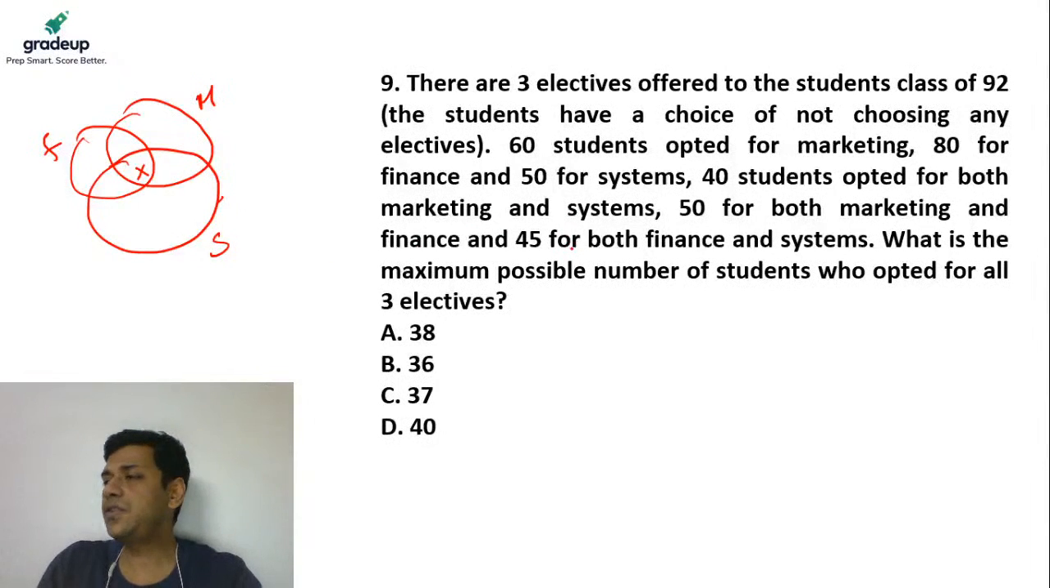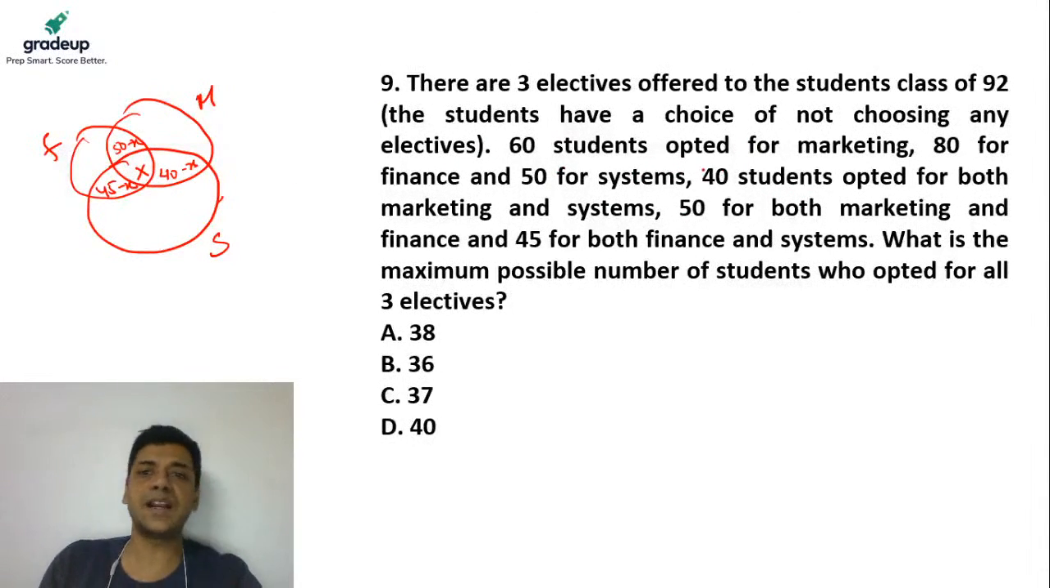Now 45 choose both finance and system, so this number is 45 minus X. 50 choose marketing and finance, so this complete area is 50, and this becomes 50 minus X. Now marketing and system is 40, so this number is 40 minus X.